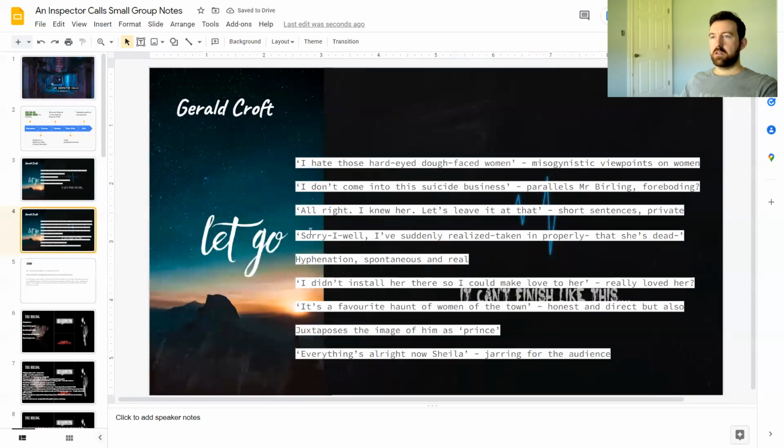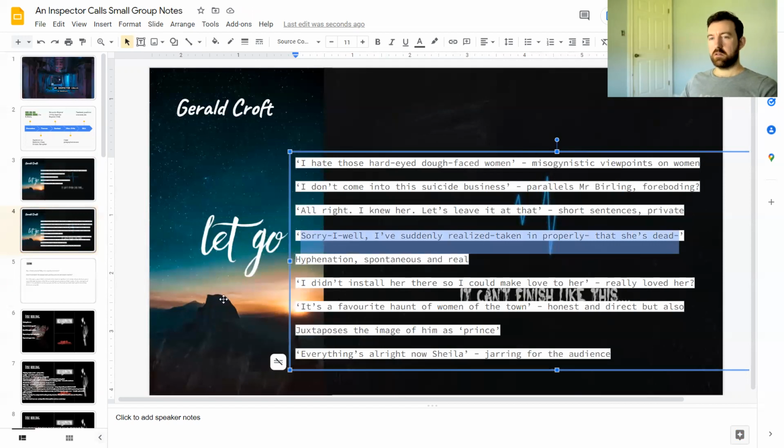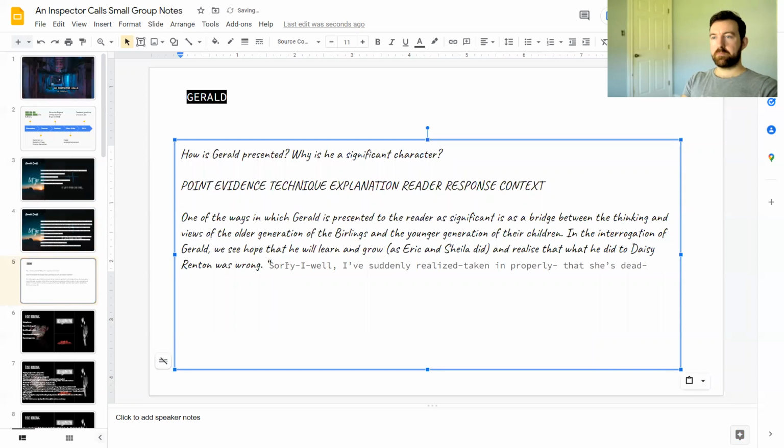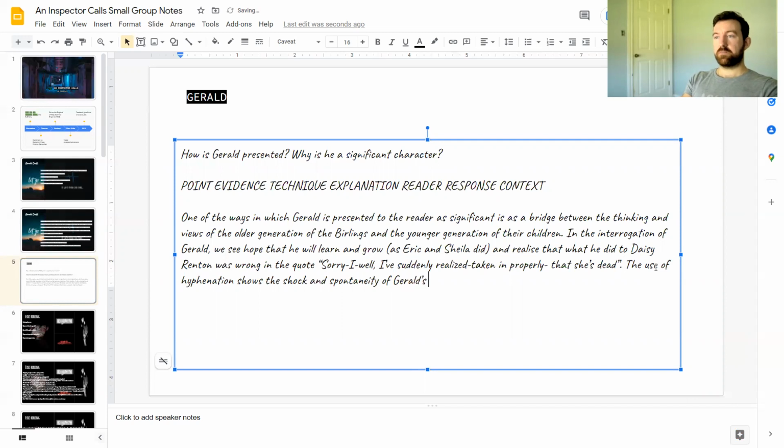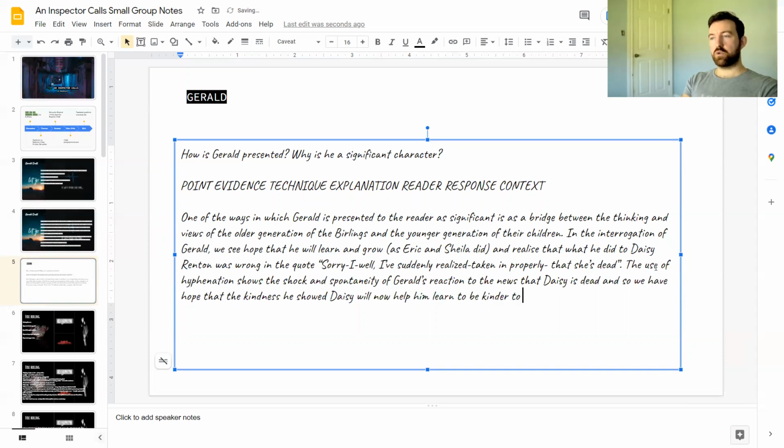We get the sense that he will, here we go. Actually, I'll just put the quote in. "Sorry, well, I've suddenly realized, taking it improperly, that she's dead." I think I'll actually just put a full stop at the end of that, because I don't want to do too long a sentence. The use of hyphenation shows the shock and spontaneity of Gerald's reaction to the news that Daisy was dead. And so we have hope that the kindness he showed Daisy will now help him learn to be kinder to other working class people.